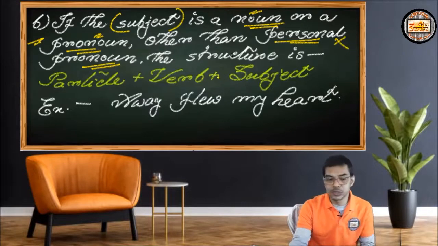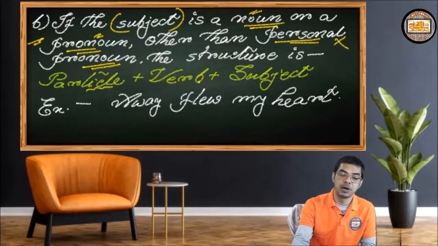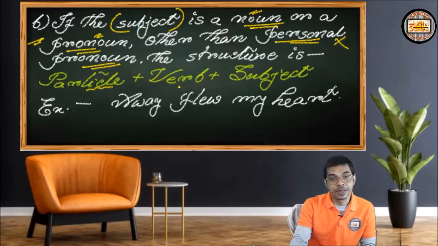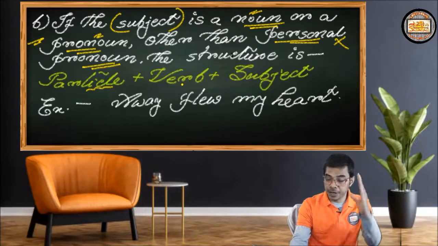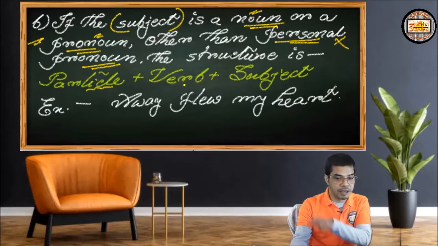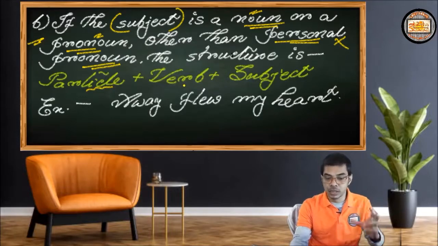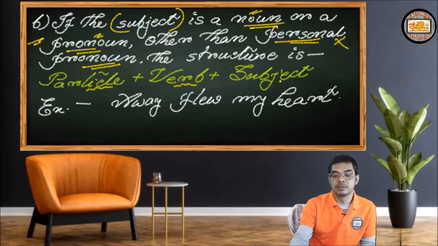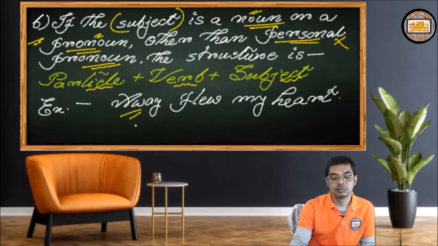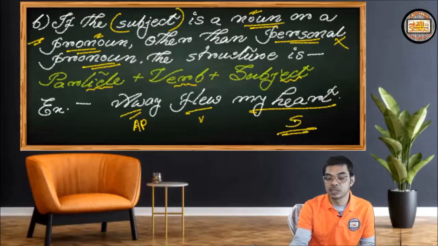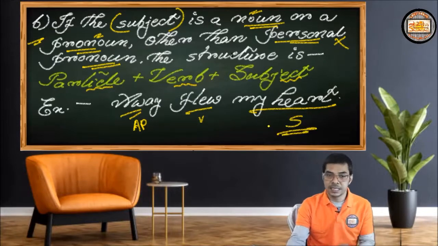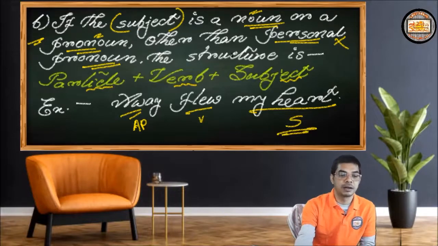So what would be the rule? The structure will be particular position of the particle at the front of a sentence. So the particular position is the frontal position of the particle. Everywhere we'll get the particle in the front position. This time it would be particle plus verb plus subject. So, away flew my heart. Away, look, adverbial particle at the beginning, then flew the verb, and my heart, this is the subject. So this involves the second rule regarding the frontal position of adverbial particles in our sentence.